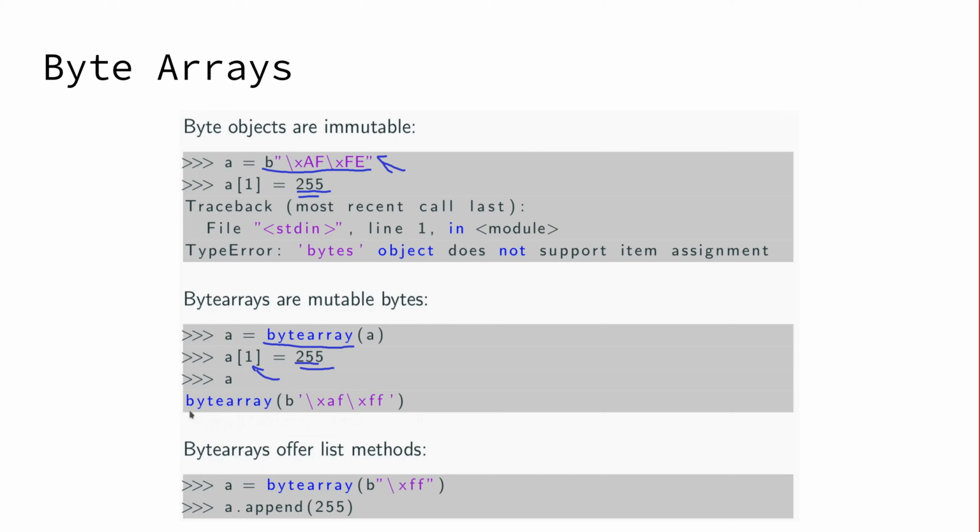So then we have a new bytearray where the last byte is set to FF. As you can see here, we used the byte string from here to initialize the bytearray. Bytearrays also offer list functions, so we can, for example, also use the append function to just append a byte value to the bytearray. And that's essentially everything you need to know for now.